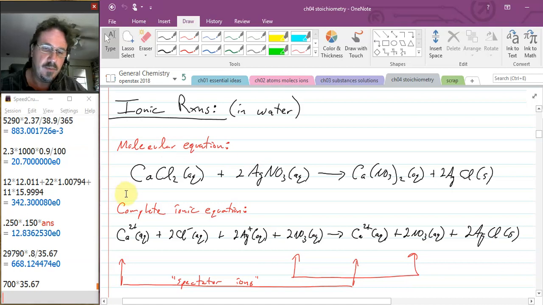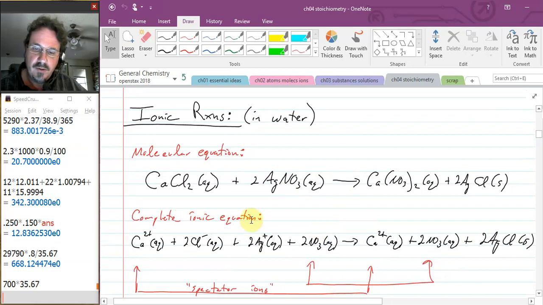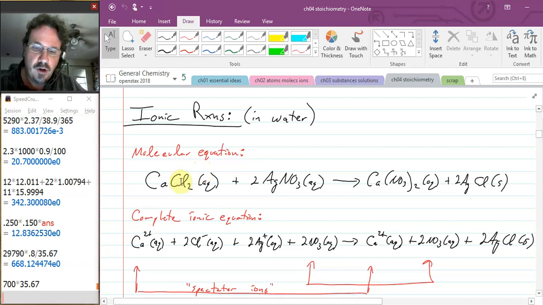So here's an example. Calcium chloride, which is aqueous, is reacting with silver nitrate, which is also aqueous. So we have 2 solutions, both of them in water, and essentially we pour them together, and so it's all in the same beaker. We're adding them together. They both were dissolved in water. They were both aqueous. The reaction occurs and we get calcium nitrate, which is also aqueous, and silver chloride, which is solid.